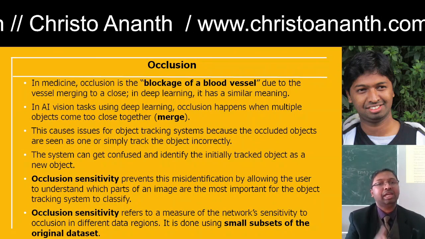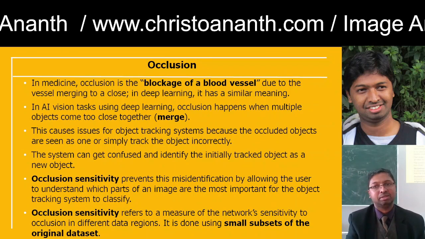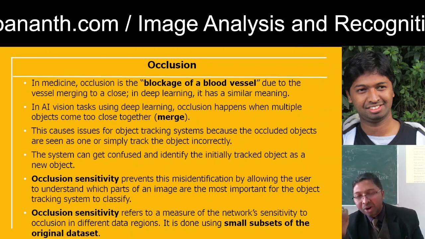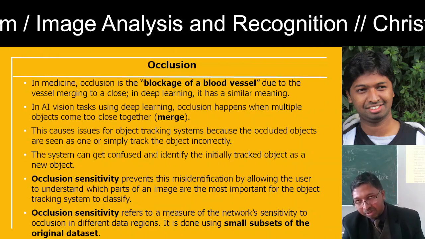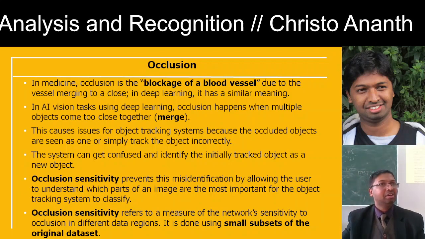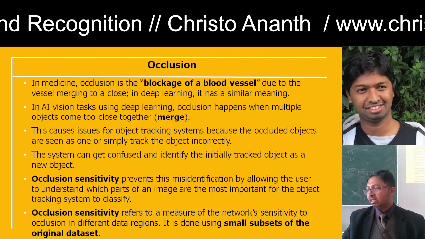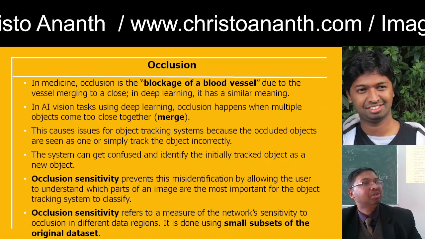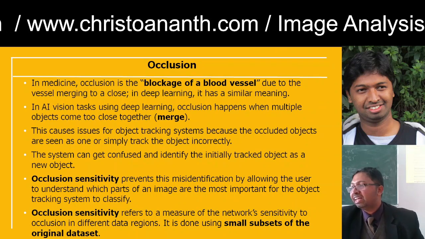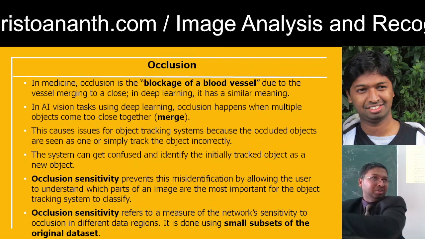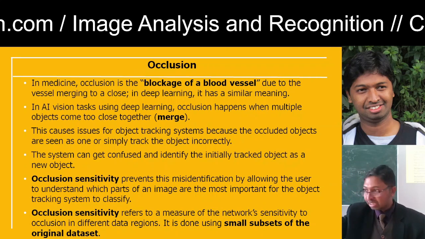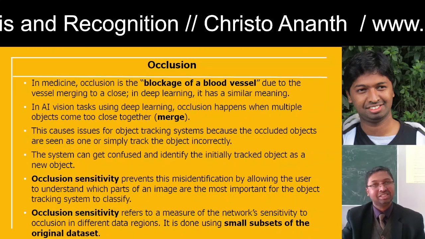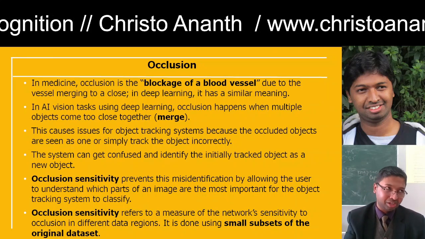So maybe it can cause issues for the object tracking systems, because occluded objects are seen as maybe one object, or maybe it can be incorrectly seen. For example, my hand is also cream color. If I'm showing it like this, it will show that the image is like this one, but instead it is not, it is my hand. So it can misidentify. That is the misidentification of the smaller objects.